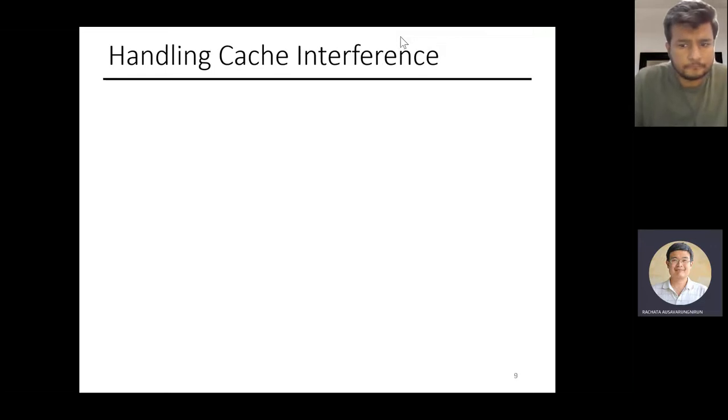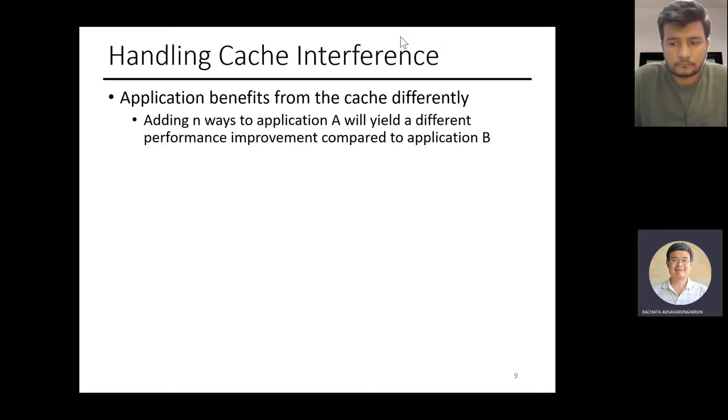So let's talk about the cache first. For the cache, one observation is that applications benefit from the cache differently. If I increase the cache to application A, it might yield a different performance improvement compared to a different application B. Why is that the case?